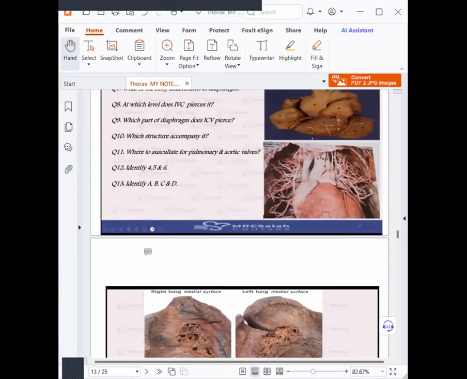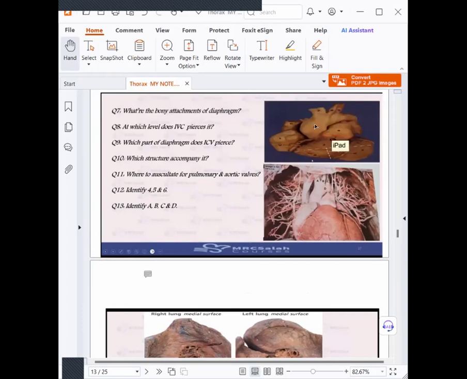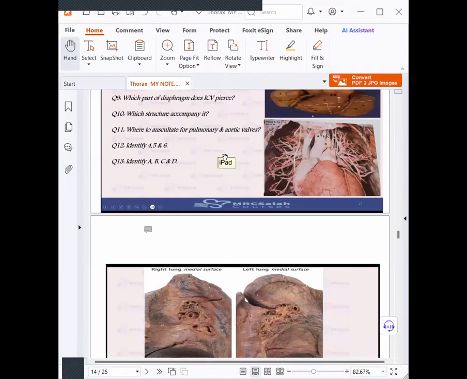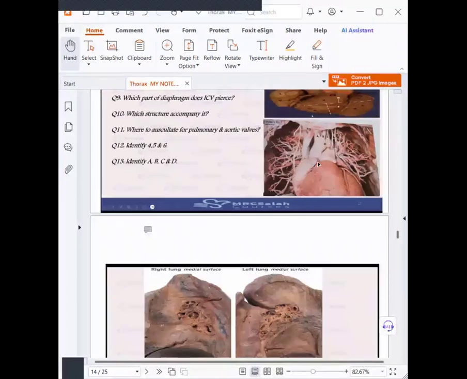Identify structure number 4, 5, and 6. Number 4 is the pulmonary trunk. Number 5 is the ascending aorta. Number 6 is superior vena cava. Identify structure A, B, C, D. A is brachiocephalic trunk. B is left common carotid artery. C is left subclavian artery, and D is arch of the aorta.